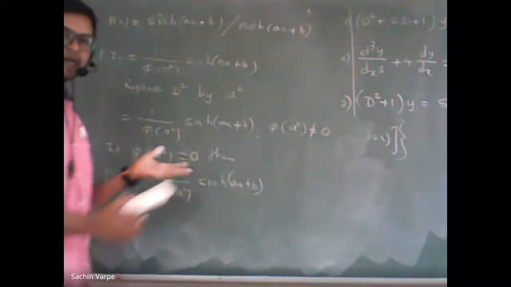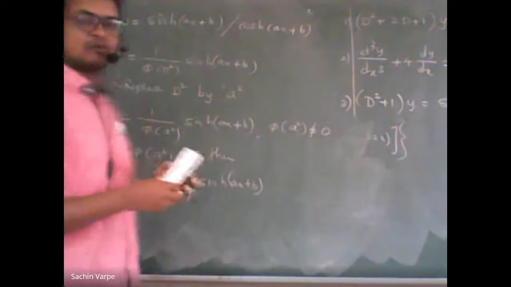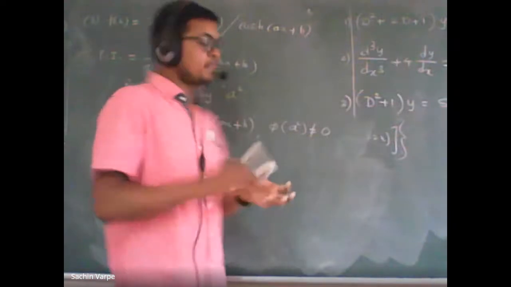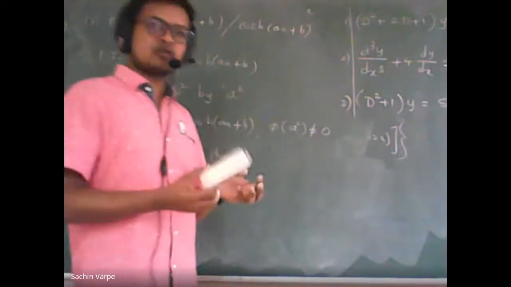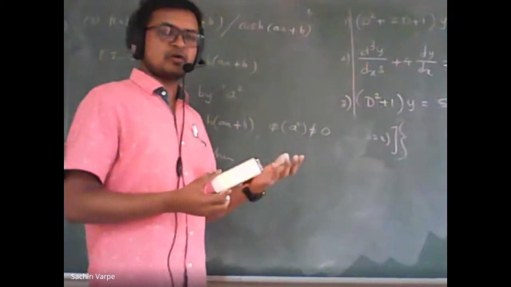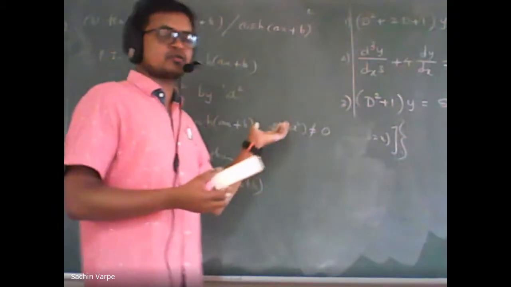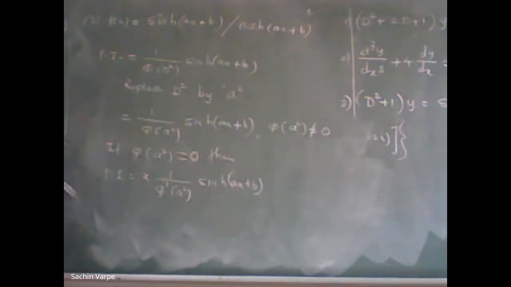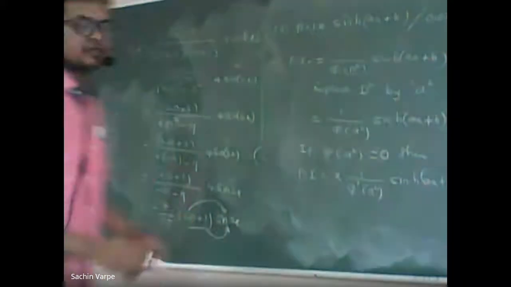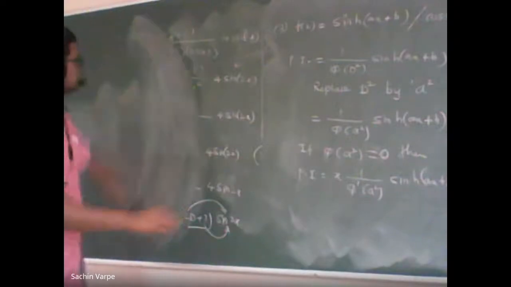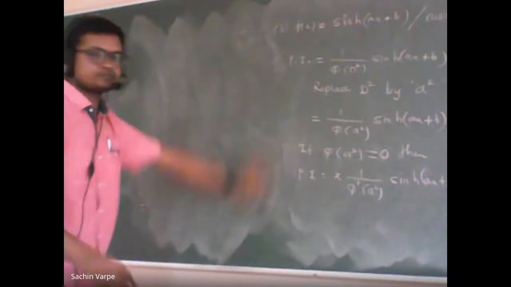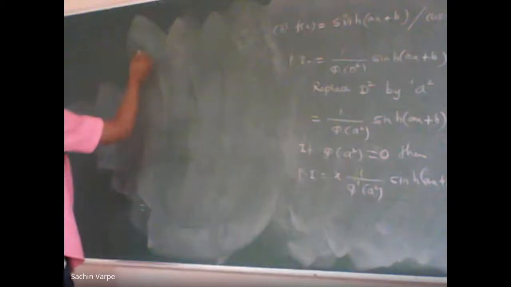Actually, hyperbolic functions and even trigonometric functions are also exponential functions with the help of Euler's formula. You might have seen Euler's formula in 12th, where sine and cos can be written in terms of exponential functions, and hyperbolic sine and hyperbolic cos functions can also be written in terms of exponential functions. So I'm simply writing those formulas here.